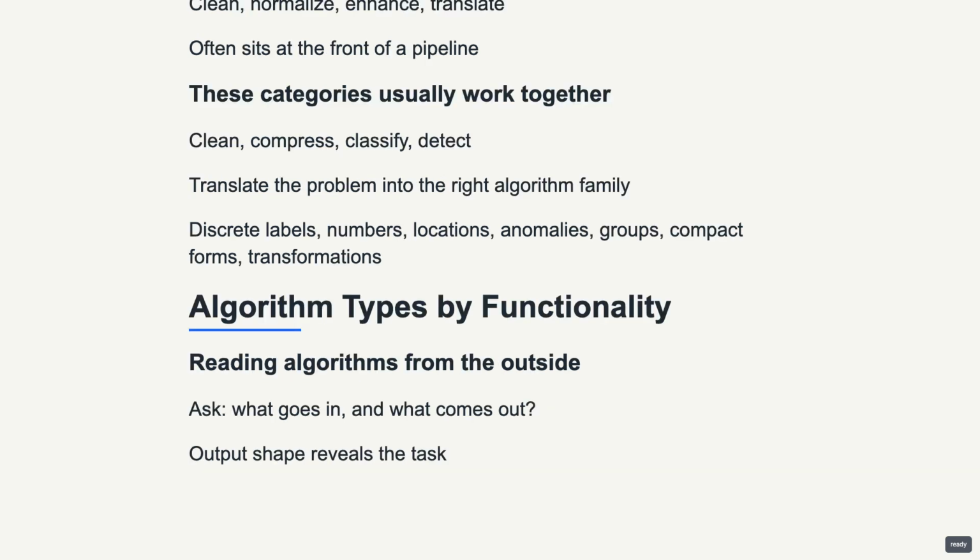Those figures are useful because they show behavior, not hidden internals. A score, a box, a mask, or a cluster layout each signals a different kind of problem, and that visual cue is often enough to narrow the choice quickly.